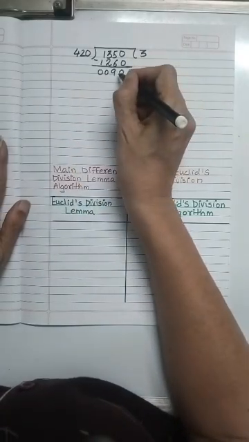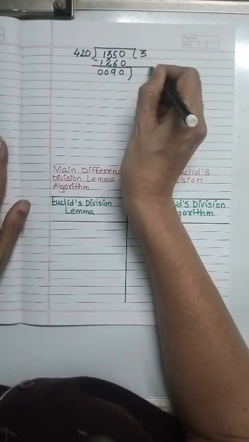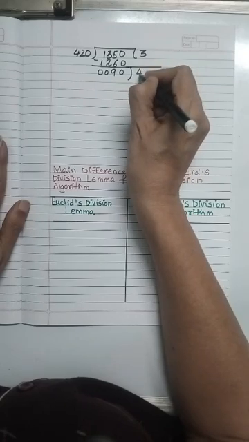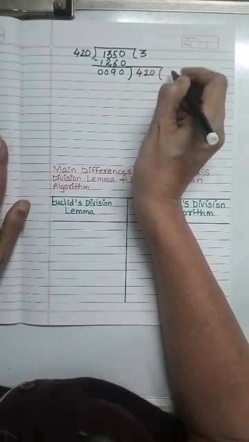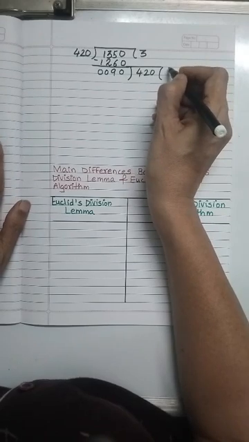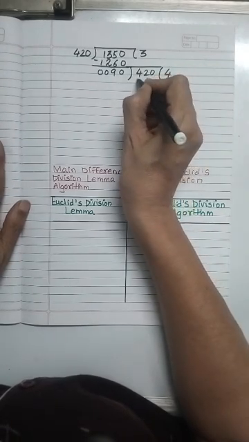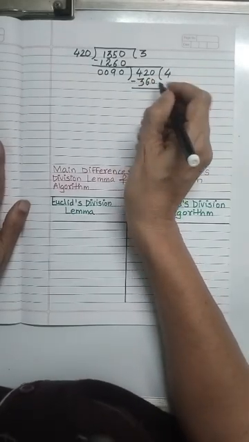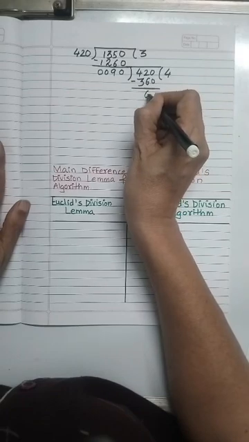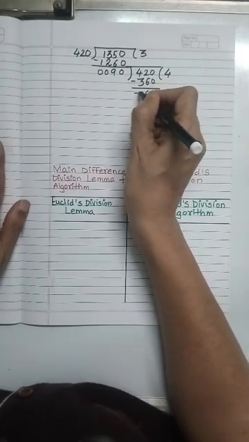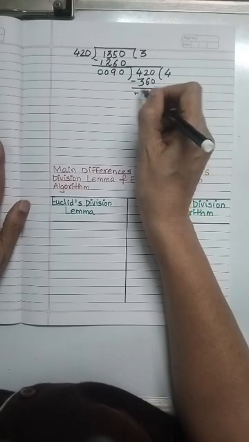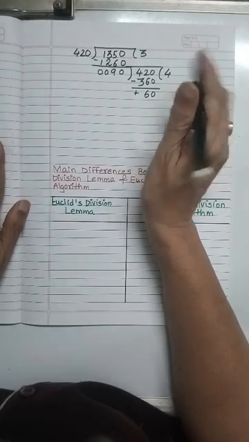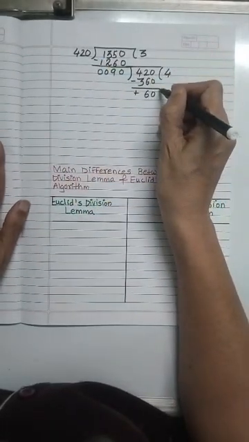Now the remainder becomes the divisor and the divisor of the first step becomes the dividend. So 420 in the place of dividend. 90 fours are 360. Subtract. 60 will be the remainder. As 60 is a non-zero number, that means our remainder is not 0. We'll keep on repeating the division.